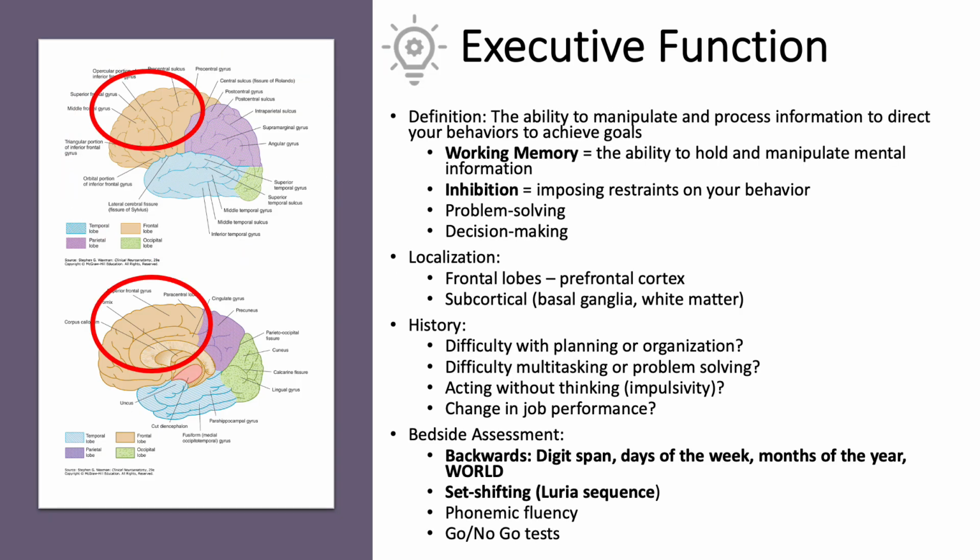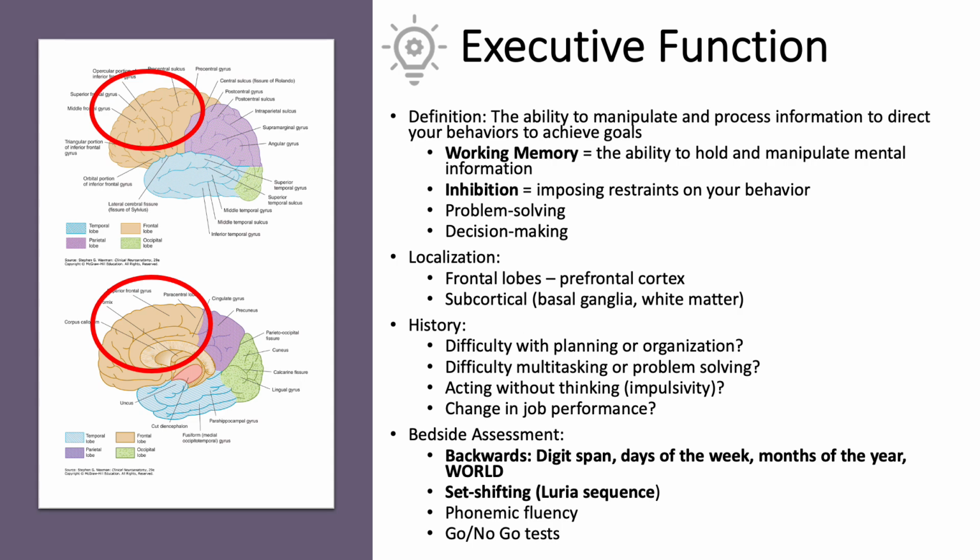Executive function. This is, like we mentioned, the ability to manipulate and process information to direct behaviors to achieve goals. It's really about the ability to plan and implement an action, a thought, whatever that thought might be. So this is what we need to keep jobs, to be students, to take care of ourselves. We are constantly problem solving, and this is a very important executive function, and it requires heavily for us to have a functional working memory, the ability to hold and manipulate mental information.